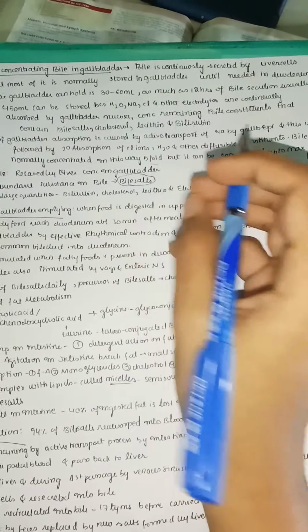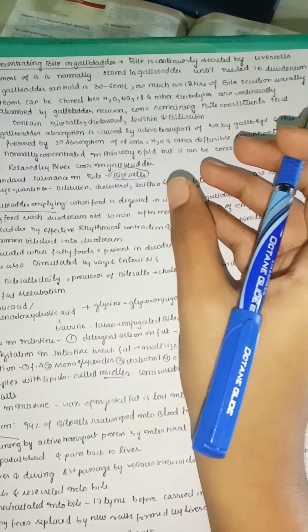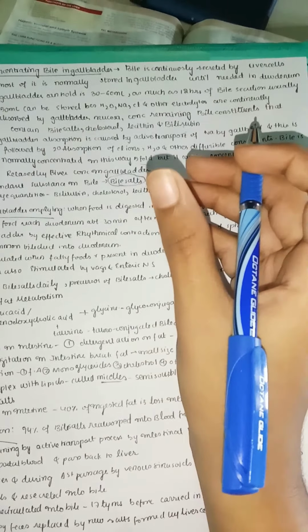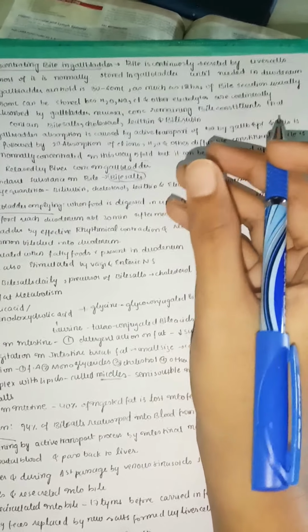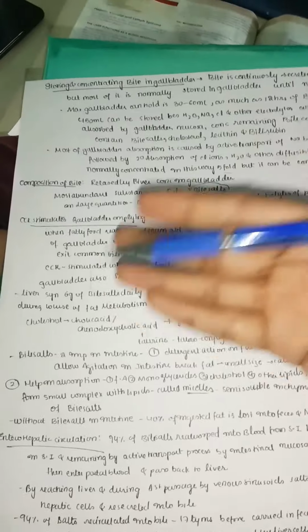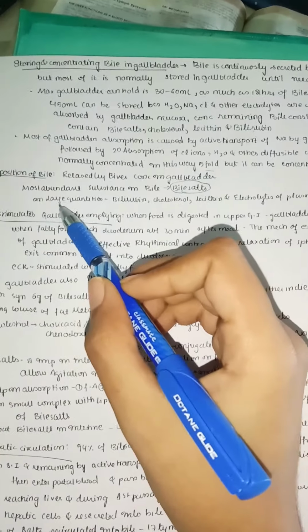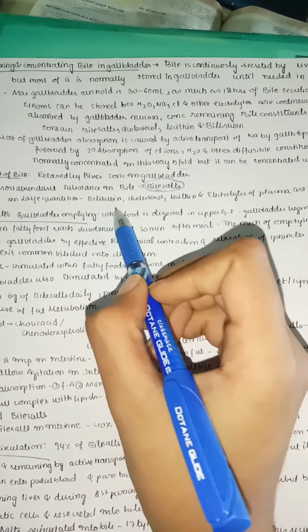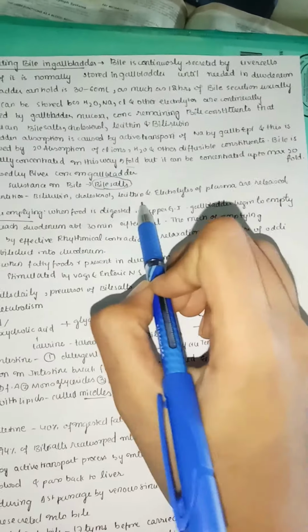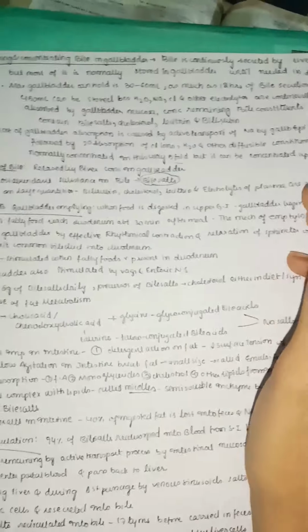In bile, both bile salts and bile acids are present. The bile acids are mainly the bilirubin, those are the bile acids. What the bile salts are, we'll see about them also. In large quantities, bilirubin, cholesterol, lecithin, and electrolytes of plasma are released.